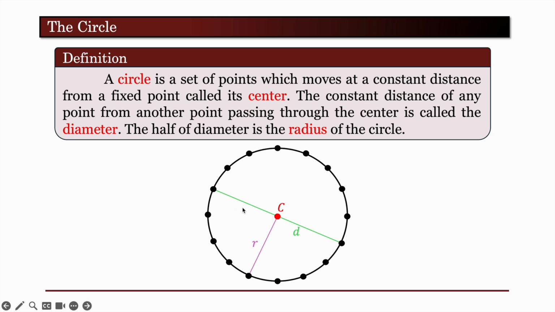Actually, if we choose a random point on the path of the circle, for example, this point, if we trace from this point to the center, that is also a radius. We can denote this as small letter r. Let's say this other random point, we trace that to the center. Again, we generate the radius, small letter r. In fact, these line segments are equal to each other. If r is 5, definitely the remaining radii are also 5.